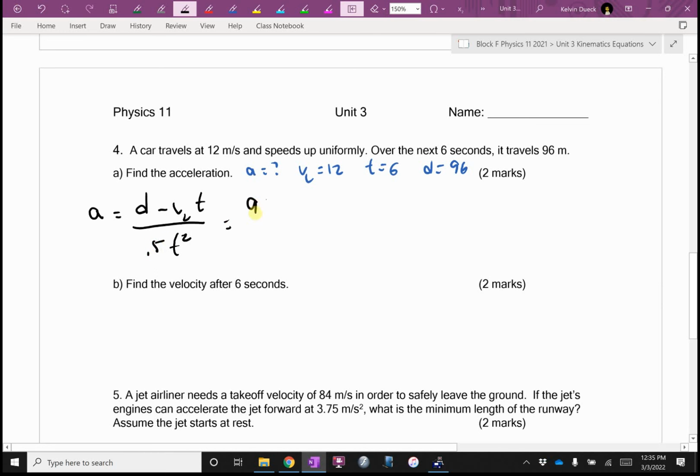It's going to be 96 minus 12 times 6 divided by 0.5 times 6 squared. Is this a fraction? Brackets around the... Wait a minute, I think I can do this in my head. Sure I can. It's going to be 96 take away 72. It's going to be 24 divided by 0.5. It's going to be 48 over 36. Divide by 4, divide by... Better yet, divide by 12, divide by 12. Is it 1.3 repeating? Yeah? Okay. I can do math in my head.